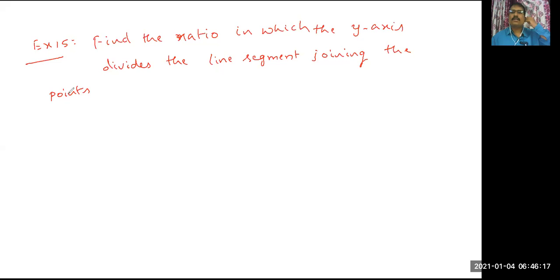ఈసారి నుంచి అట్లా కాకుండా ఒక స్లైడ్ వేసేస్తాం దీనికి, క్వశ్చన్కు ఆన్సర్ కావాలంటే చేసేద్దాం. ఓకేనా? So joining the points (5, minus 6) and (minus 1, minus 4), right? Also find the point of intersection.